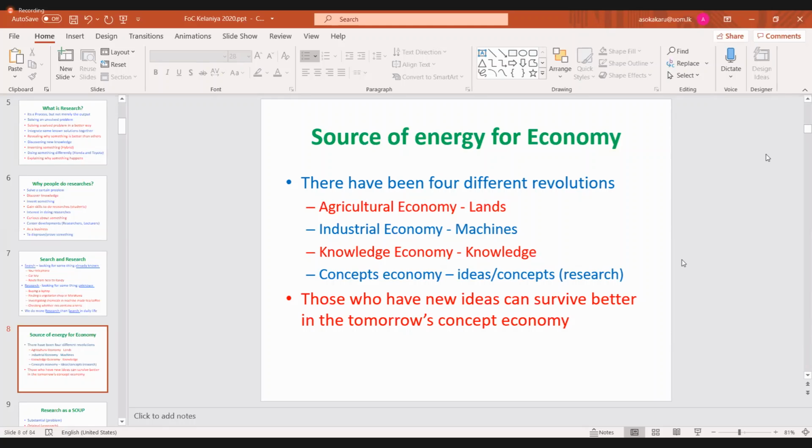Now we are in the knowledge era, and heading to the next era, the next economy, which is called the concept economy.